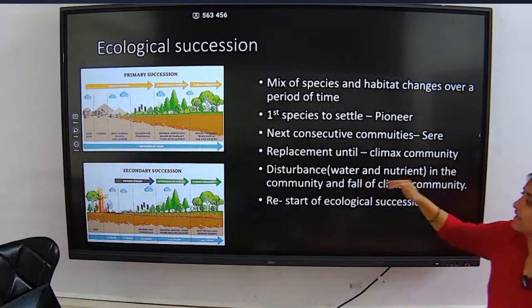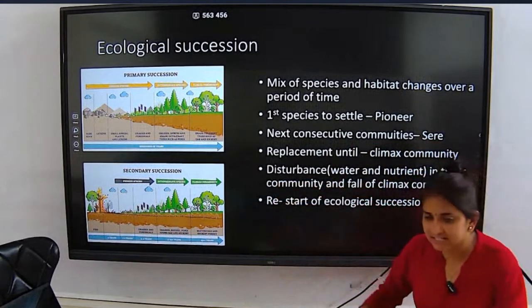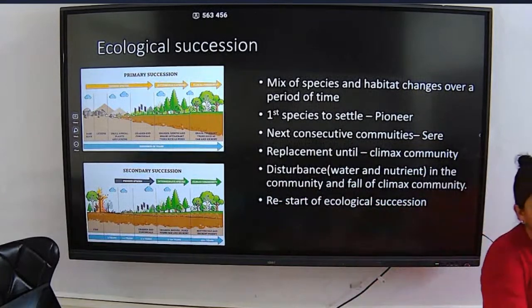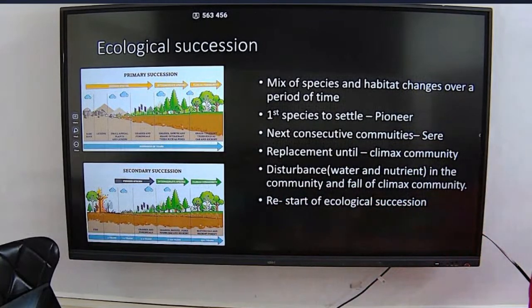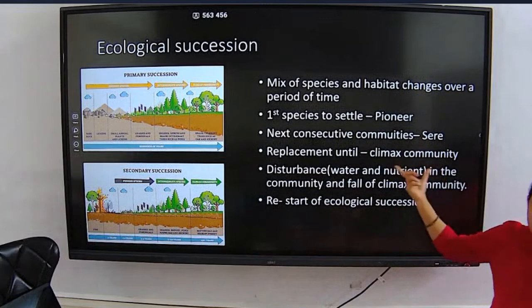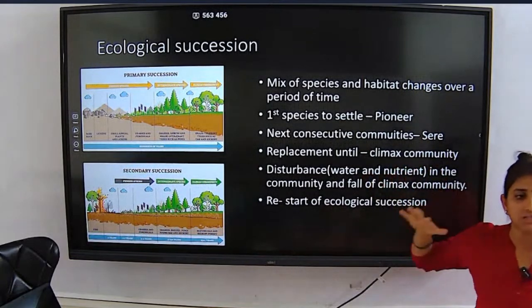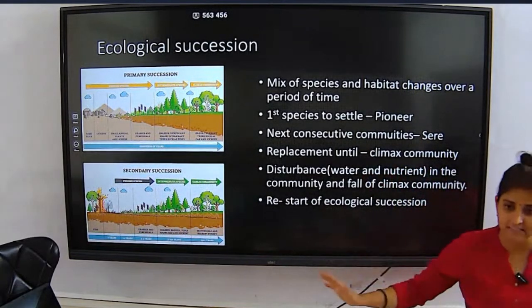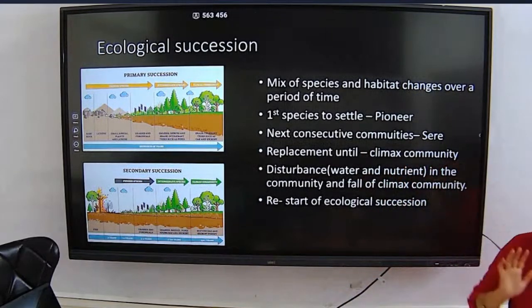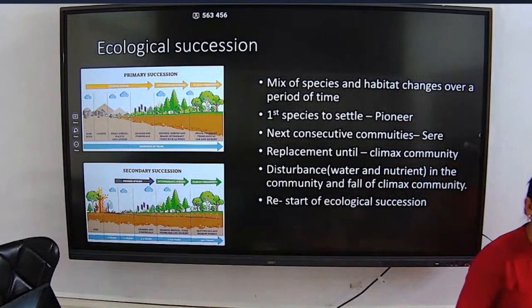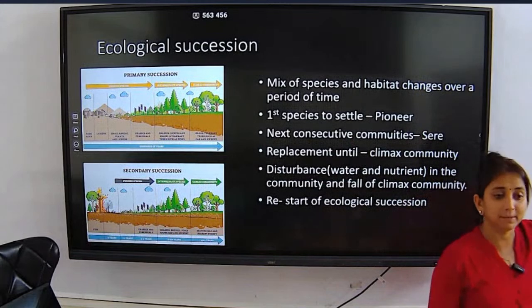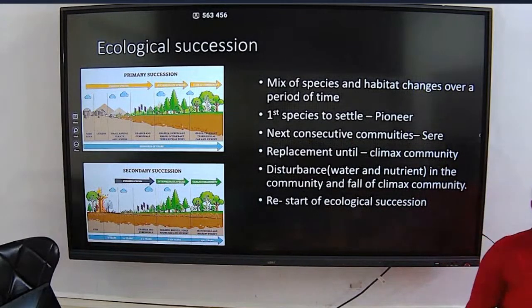And this series continued and developed and evolved and mutated and variated and speciated, ultimately to come to one final community wherein all the species were stable, happy and healthy. This community we will be calling the climax community. Climax community matlab they are the best in this environment. They cannot evolve more, they cannot speciate more, they do not need any kind of variation.